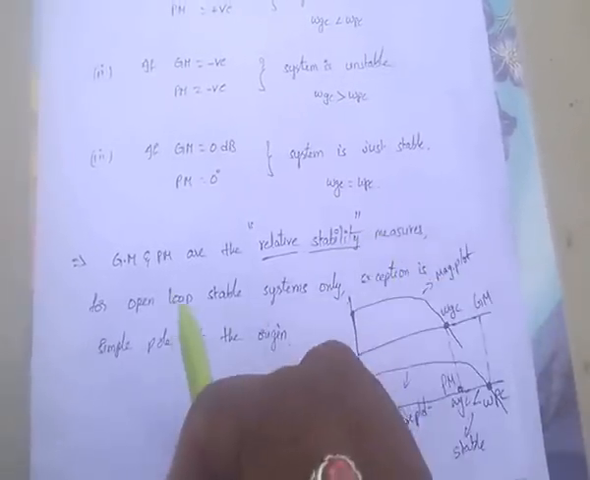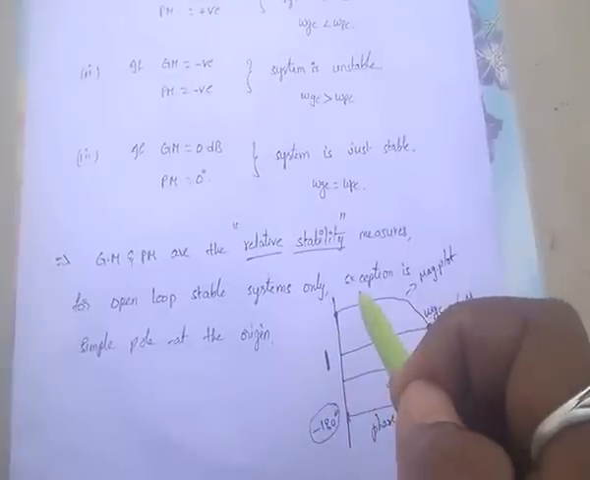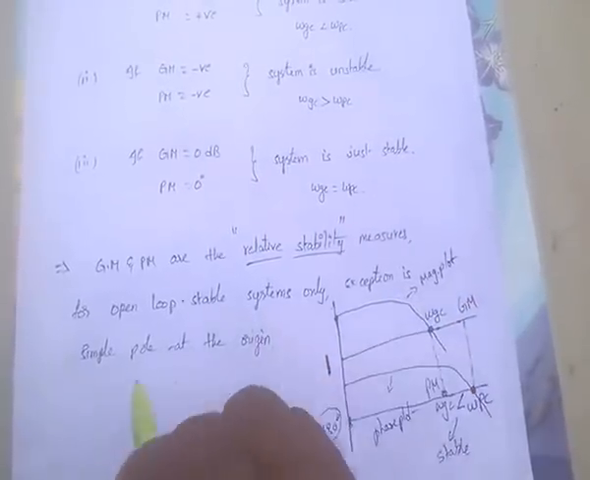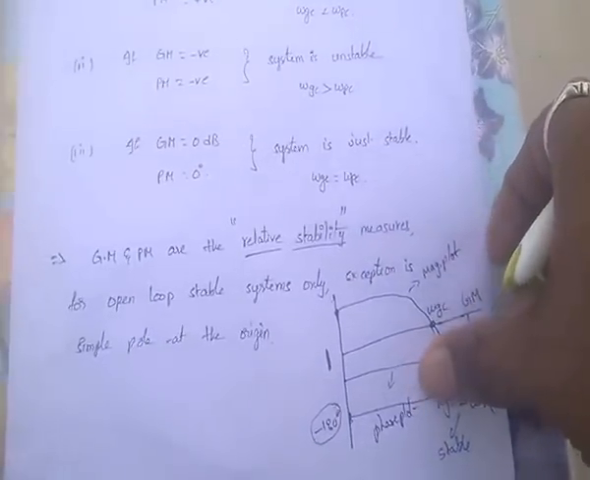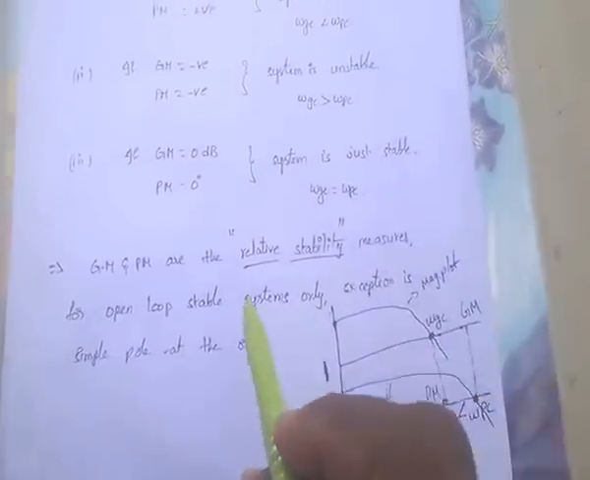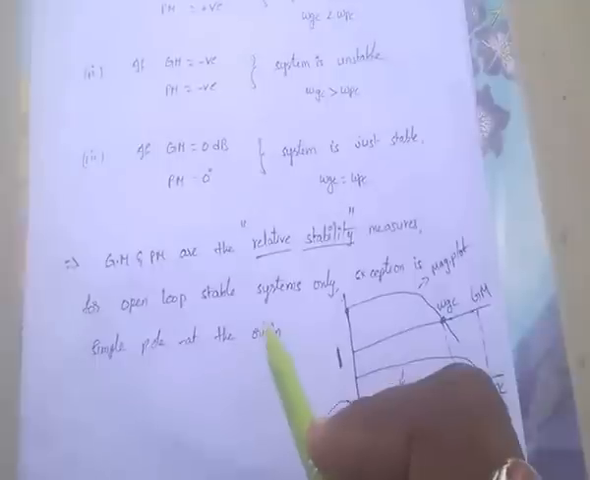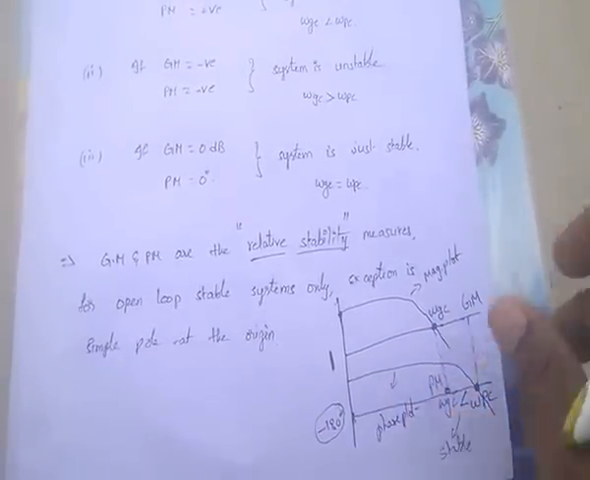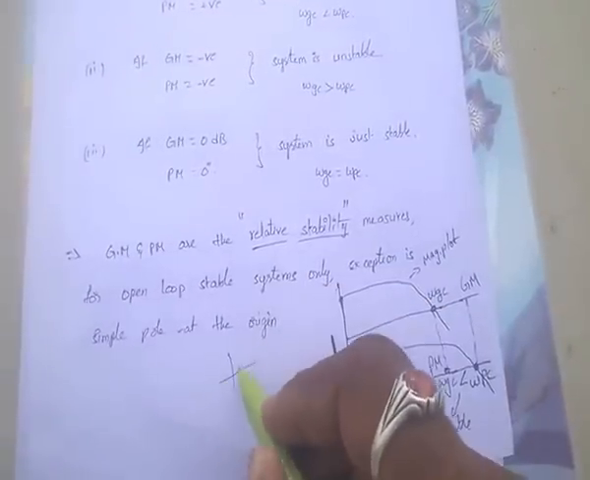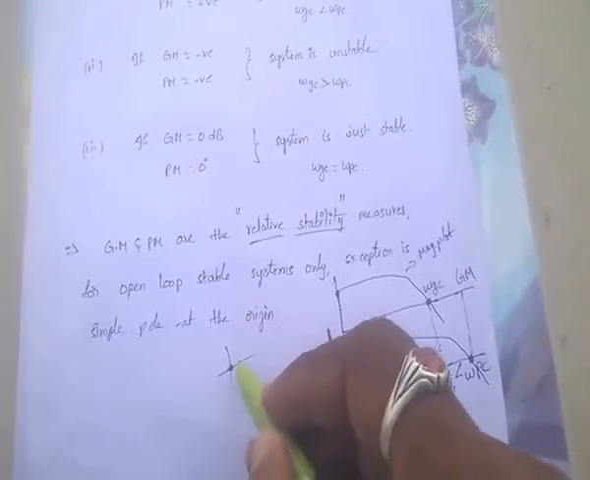They are valid for open loop stable systems only, except for a single pole at the origin. That means gain margin and phase margin are relative stability measures for open loop stable systems only. The exception is a single pole at the origin.